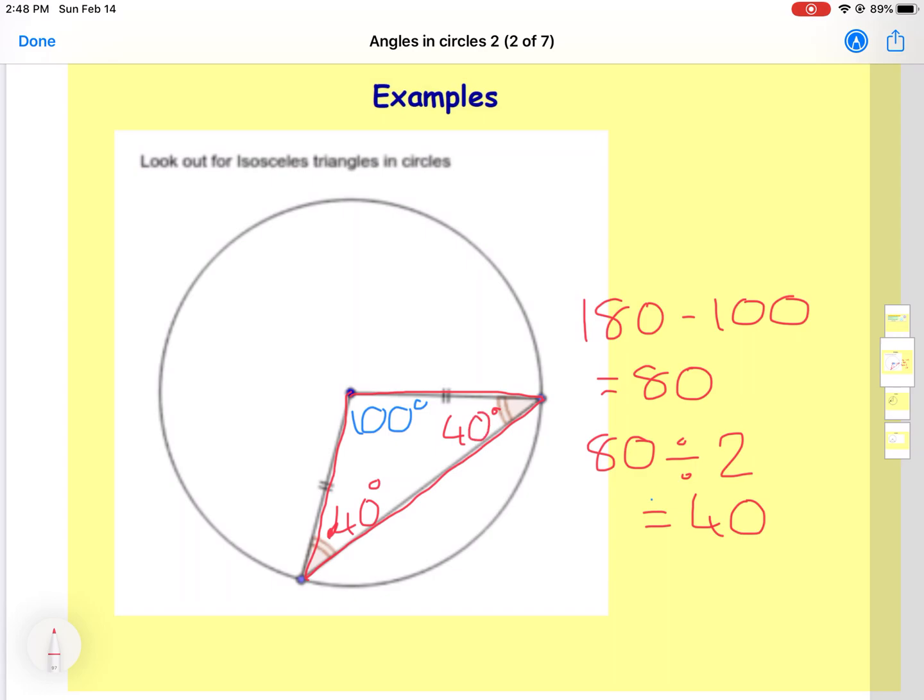Now you can always check this calculation at the end of your question. So you can say 40 plus 40 plus 100, if they all add up to 180, and if your two angles at the ends of the same sides, the sides that are the same size, are also the same, then you've got an isosceles triangle and you should have got the calculations correct. Okay, so you can always justify that to yourself at the end. Add them all up, but also make sure that your two angles that should be the same size are in fact the same size as well.